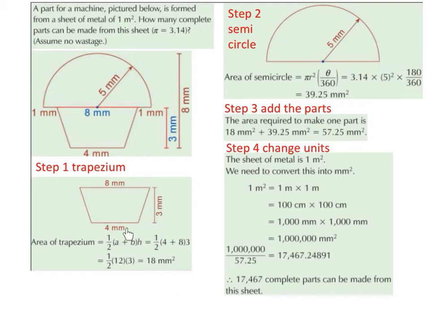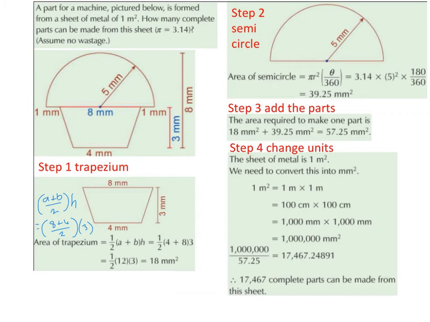Now in the formula book we have a different formula to this, but it means the same thing. The formula in the formula book is A plus B divided by 2, times H. Again, the A and the B are 8 and 4, so it's 8 plus 4 divided by 2, multiplied by 3, which is the height. So 8 plus 4 is 12, half of 12 is 6, and 6 times 3 is 18. So we still get 18 millimeters squared, no matter which formula we use.